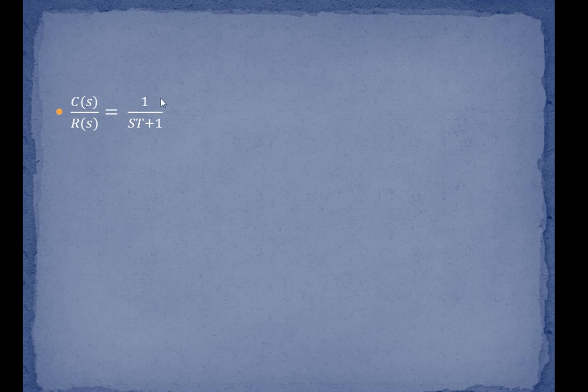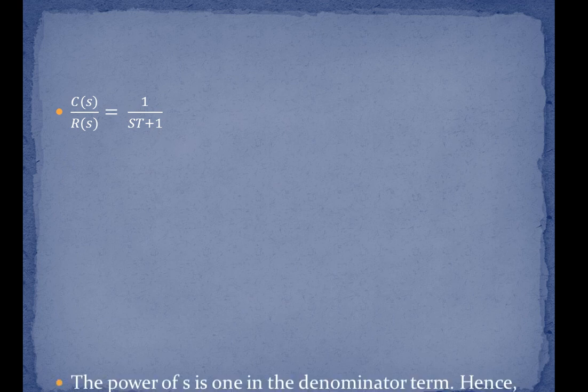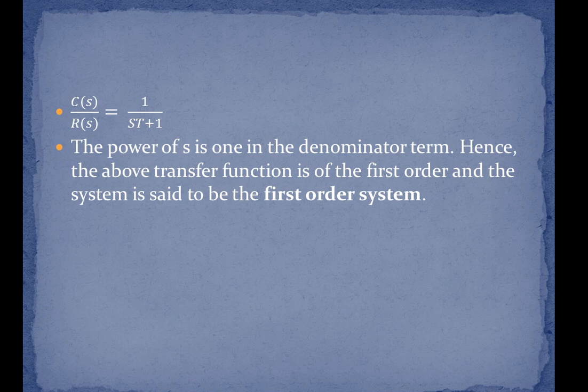So this is the transfer function for the first order system. Here the highest exponent in the denominator is 1. That's why I am saying this is the type 0 first order system. The power of s is 1 in the denominator term. Hence this transfer function is first order and the system is said to be the first order system.